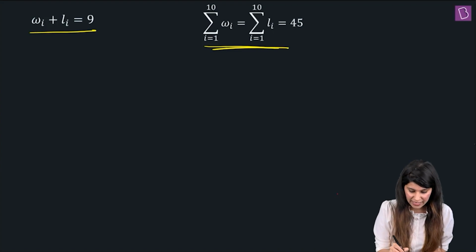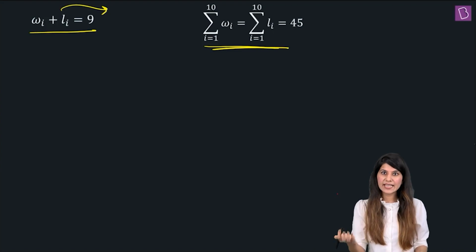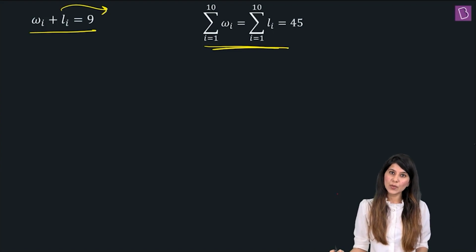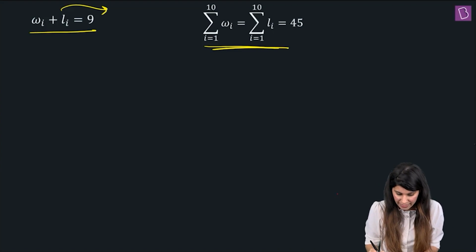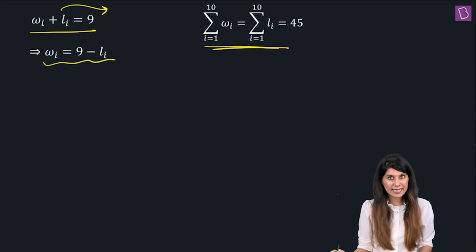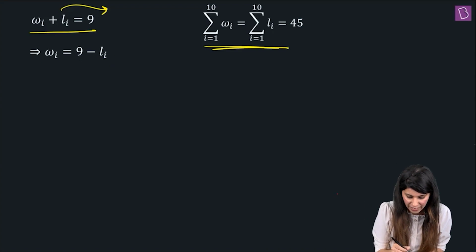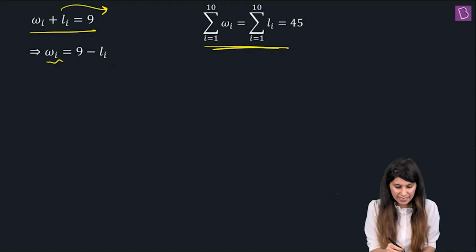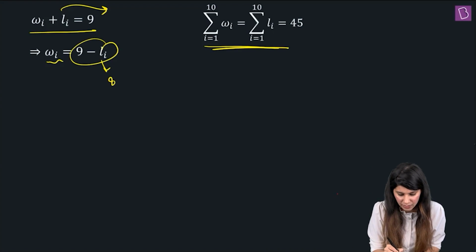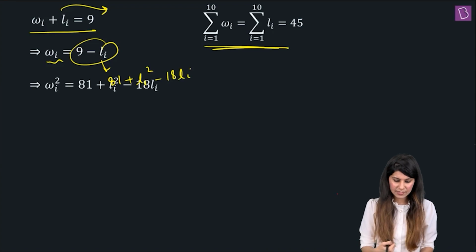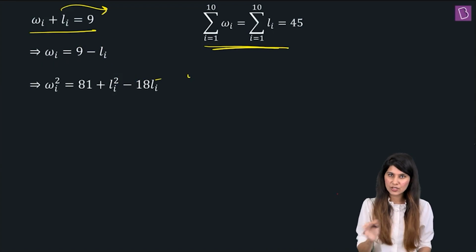For that, I'll shift Li to the right hand side and square both sides. So Wi is equal to what? 9 minus Li, right? Now I'll square both sides. The left hand side will have Wi square. The right hand side will have 81 plus Li square minus 18 Li, just like this.